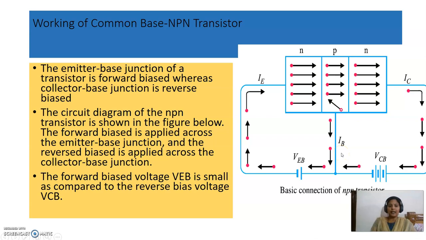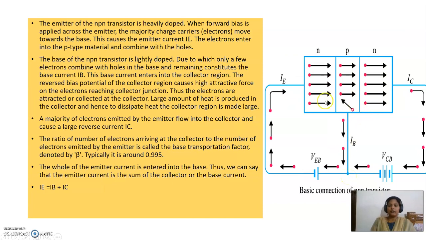So in this circuit diagram, for the NPN transistor, the forward bias is applied across the emitter base junction and reverse bias across the collector base junction. In the forward bias, a very small voltage VEB is applied, which is very small compared to the reverse bias voltage. Now if you see the working here, the emitter of the NPN transistor is heavily doped. When forward bias is applied, the majority charge carriers, as it is NPN, are electrons. The majority of the electrons will move towards the base, which gives us the current IE.